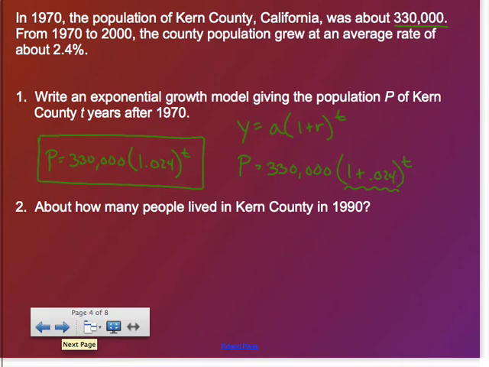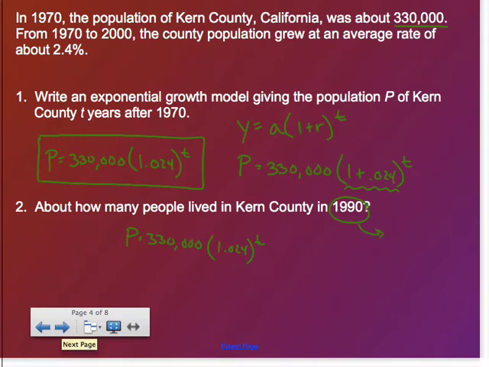Number 2 says, about how many people lived in Kern County in 1990? Well, the first attack is, okay, I have my model. My model from the previous one is 330,000 times 1.024, all raised to the T. But now I want to find my population. In other words, I want to find P. That means I need to know what t is. In this case, my time is going to be 1990.